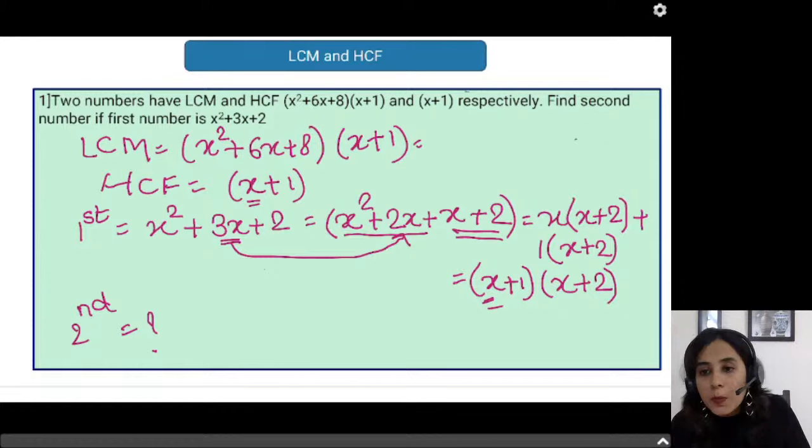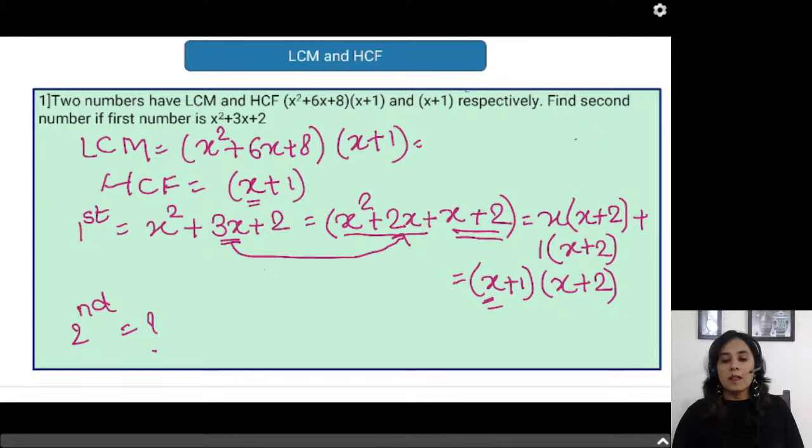Shantanu is saying x square plus 5x plus 4. Then Suraj is saying x plus 4 and x plus 1. Wonderful. Suraj and Shantanu, we have the correct answer. Suraj and Shantanu have given the correct answer.